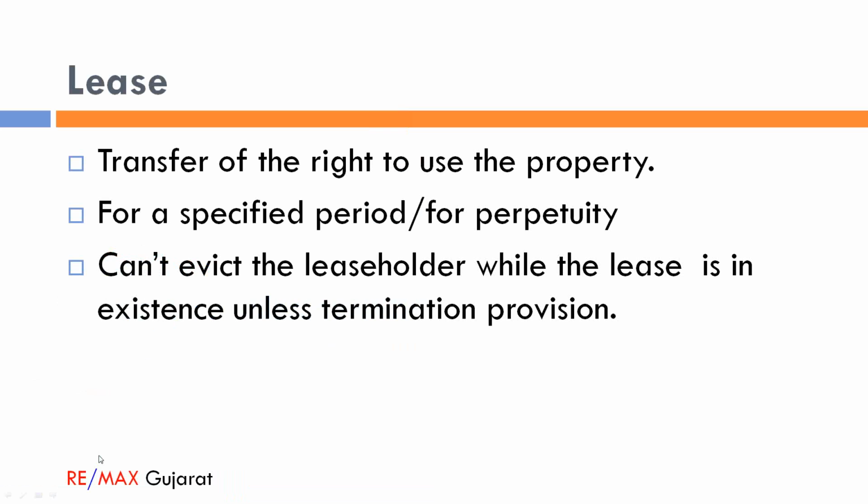Number one is a lease. A lease is a transfer of the right to use the property in question, which may be for a specified period or even for perpetuity, provided that a price is paid for the same. If the landlord does not want to create a lease in perpetuity, it would be better to specify a time period in the lease agreement. Otherwise, it will go on and on forever. It is not possible, this is very important, to evict the leaseholder while the lease is in existence unless there is a provision for terminating the lease provided in the lease agreement itself.